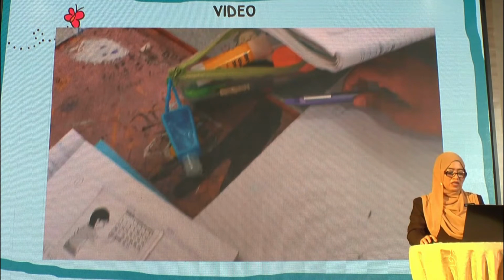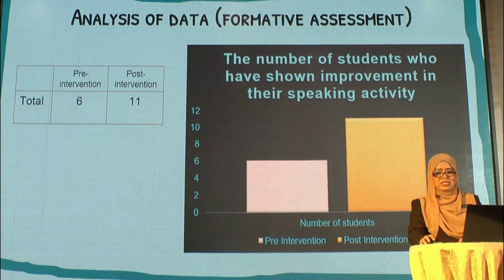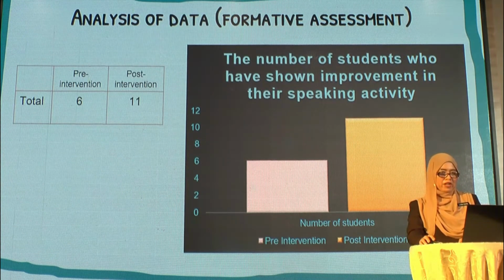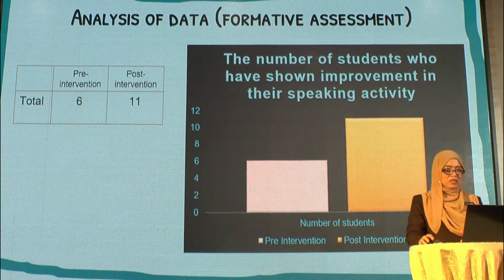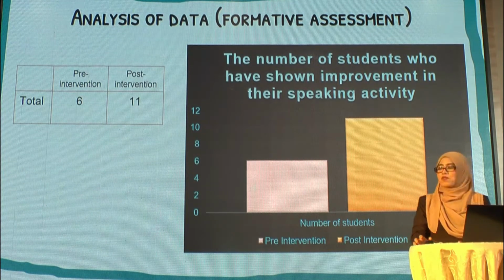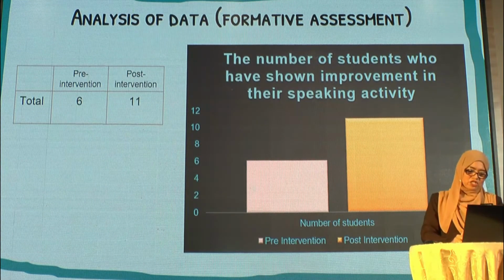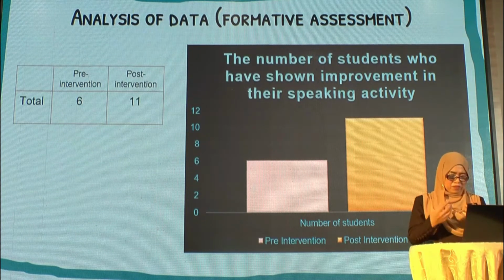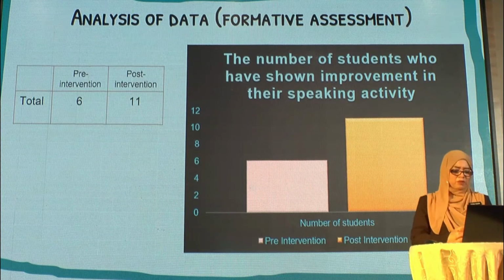Now let us look at the analysis of data that I have gathered, based on my formative assessment during class. I have carried out 2 assessments: one is formative assessment and the other one is the survey. From the number of students that I collected for the pre-intervention, only 6 students managed to use the adjectives in their speaking exercise.